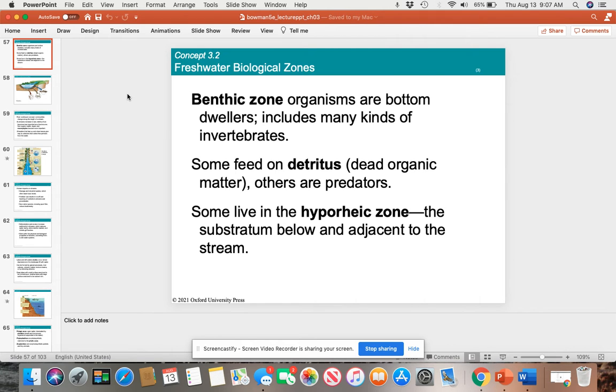When we look at freshwater biological zones, the bottom represents the benthic zone. You have different things like algae and invertebrates occupying the benthic zone. Detritus can be found here in the benthic zone, so dead organic matter. And then some organisms even burrow further down below the benthic, known as the hyporheic zone.